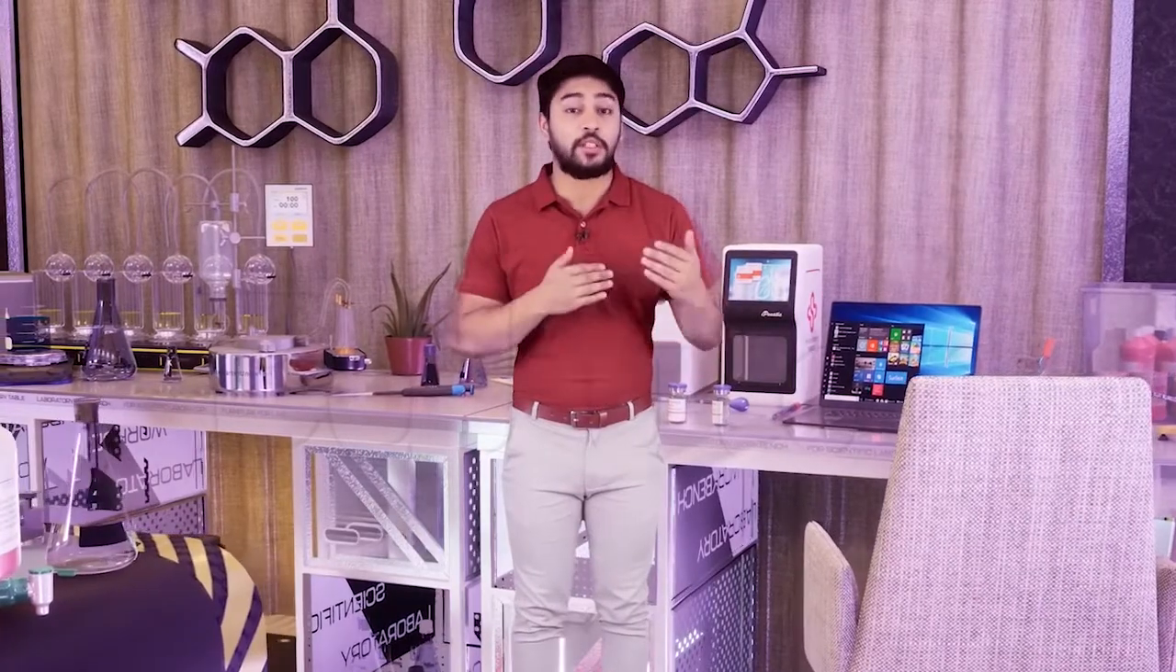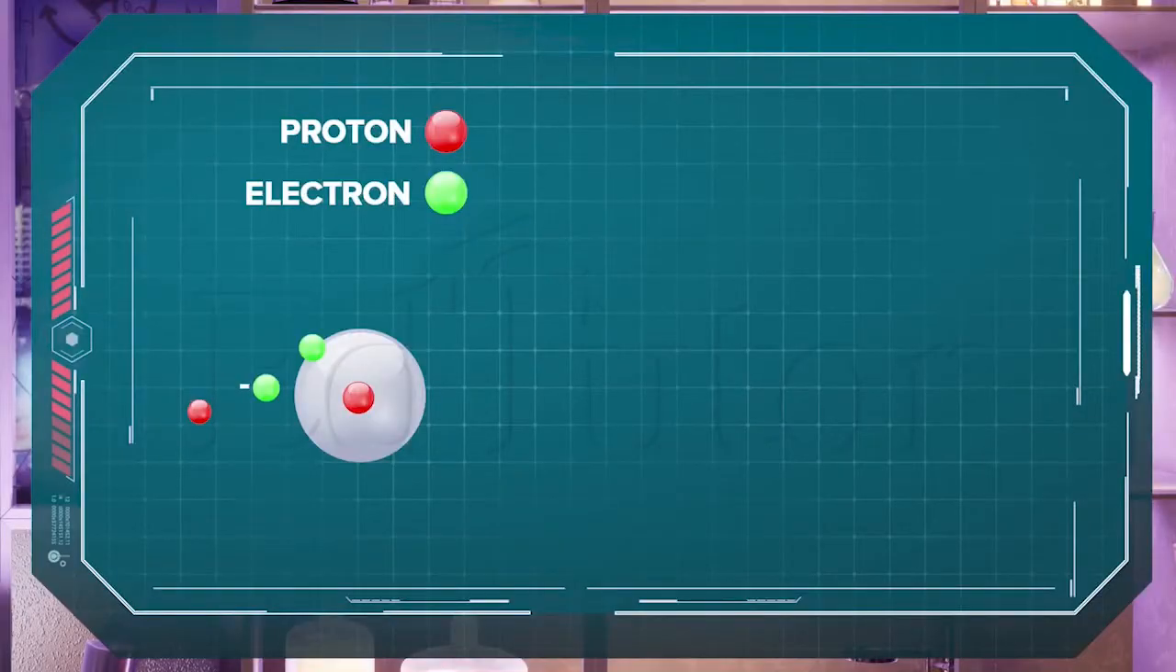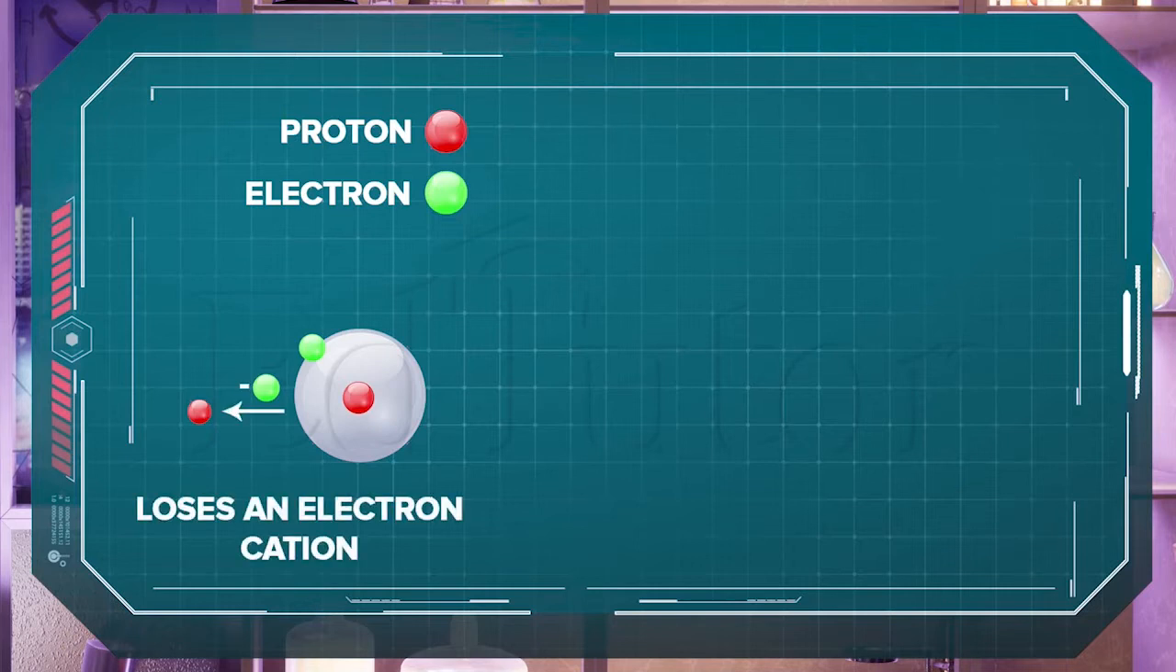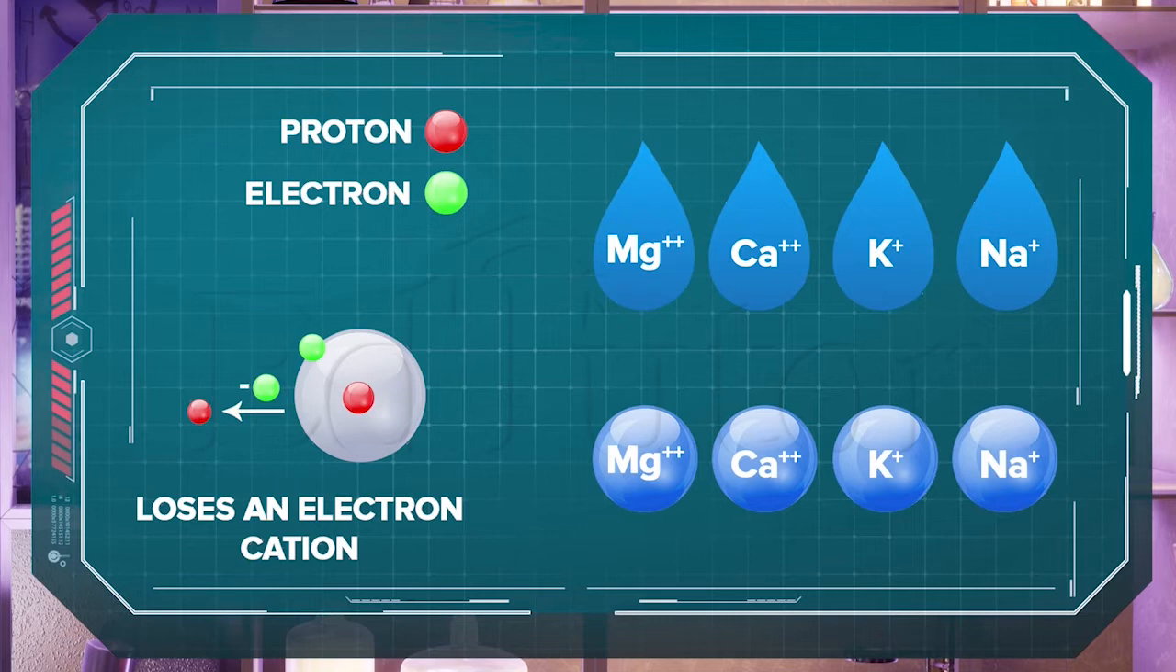Let's talk about the positive ions first, alright? Positive ions are formed when there is a loss of one or more electrons from an atom. Afterwards, the atom is no longer neutral, as it possesses a positive charge. Therefore, the atom is represented by a symbol and a plus sign as a superscript of its symbol.